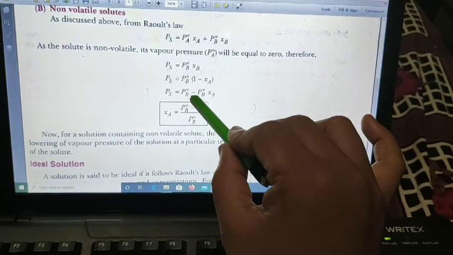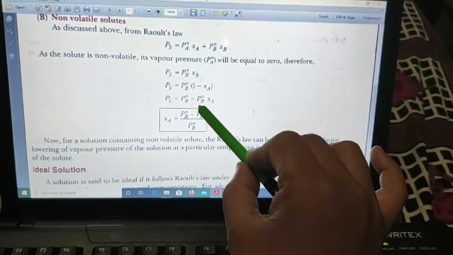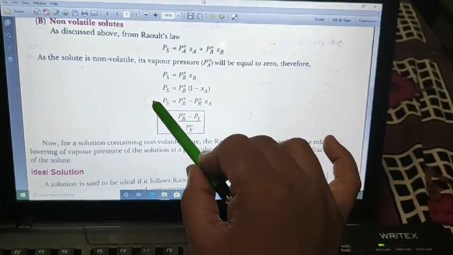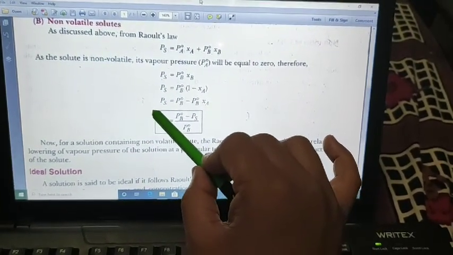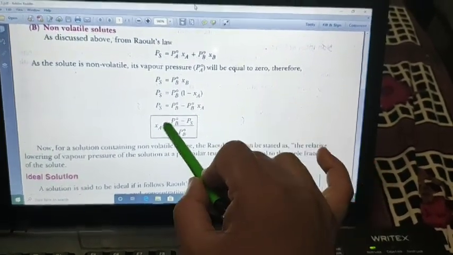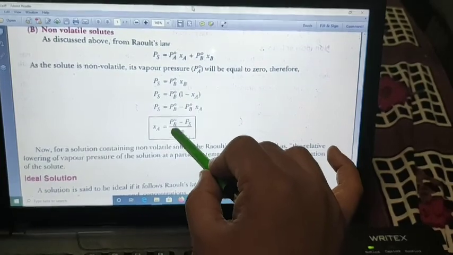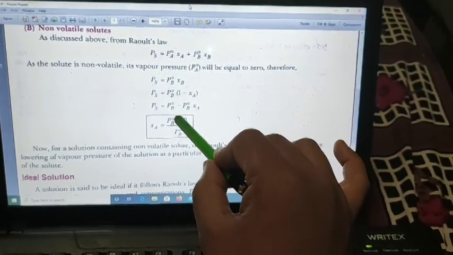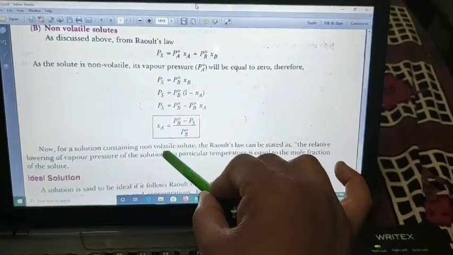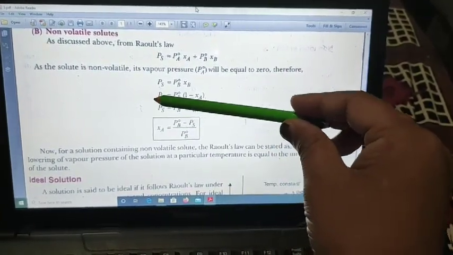So we substitute over here. When you open the bracket, it will be PB naught minus PB naught times XA. Got it? Now if you bring this to this side, it will become plus PB naught XA, and if you take this to the other side, it will be PB naught minus PS. Now if you find only XA, the mole fraction of the solute, it will be PB naught minus PS by PB naught. This is the vapor pressure of the pure solvent, and this is the vapor pressure of the solution. So from this equation, Raoult's law has a statement for it.